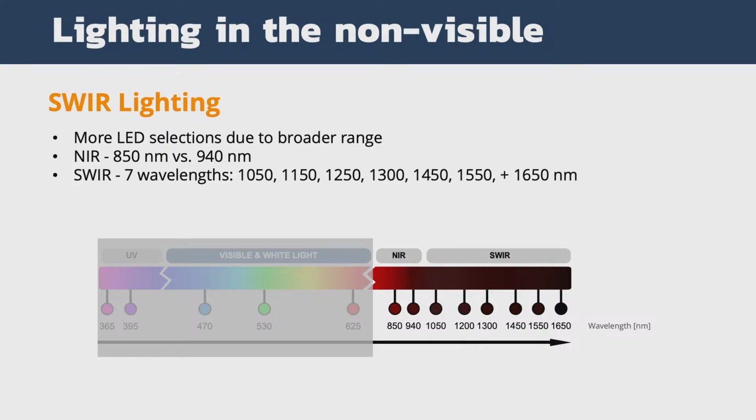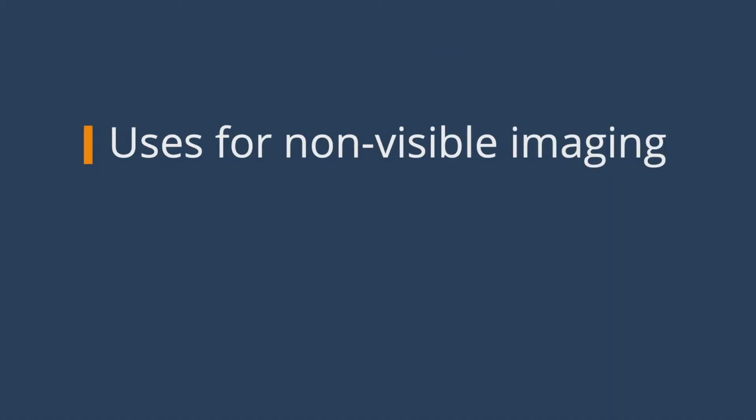You can see these, I'm not going to talk all the way through, but we have good LED choices for SWIR imaging from 850 nanometers in the near infrared all the way out to 1650 nanometers in the SWIR range. So let's talk about some practical uses now about non-visible imaging.